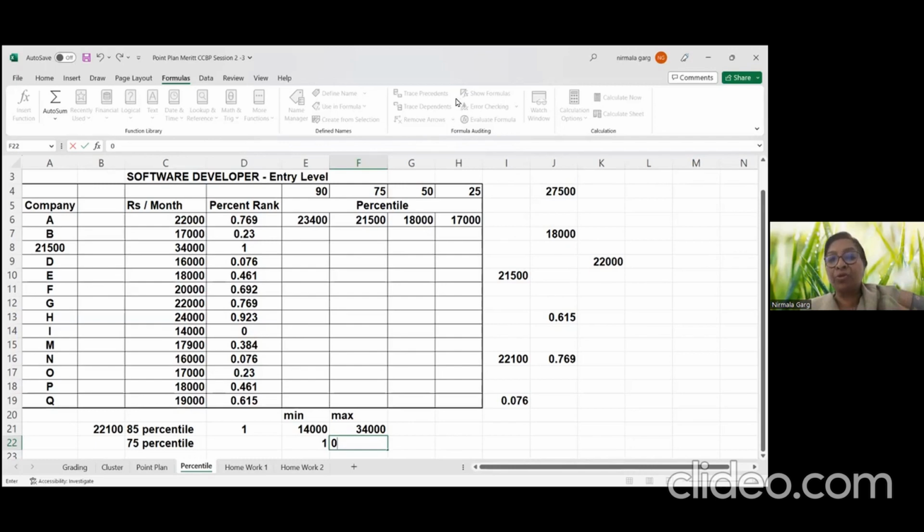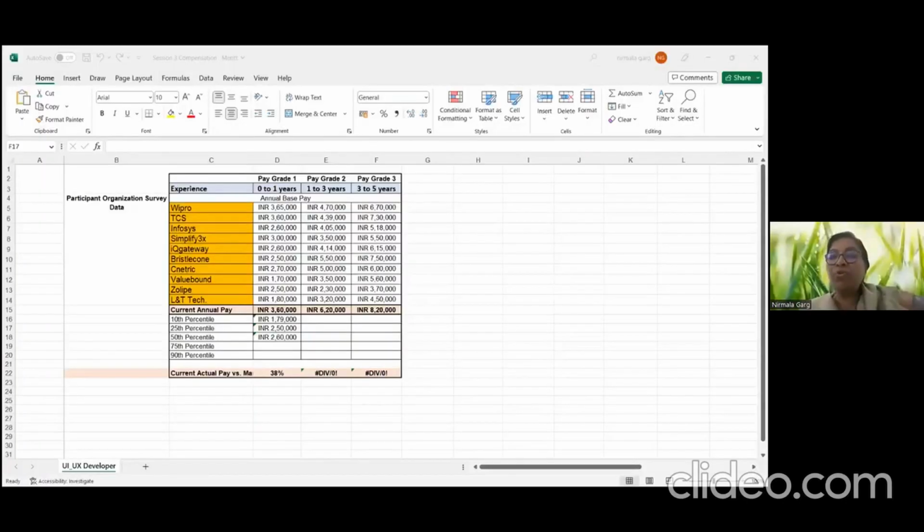I'll show that now. I'm stopping this. Any clarifications here? Because I'll go on to another one, the exercise which you have to do. Because you will get some understanding when you do it yourself. All right. So all of you have this data.